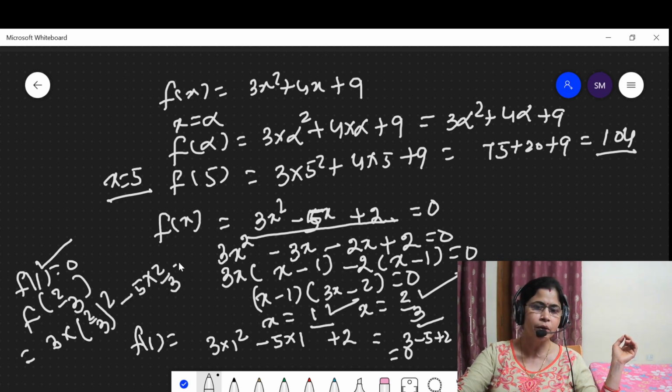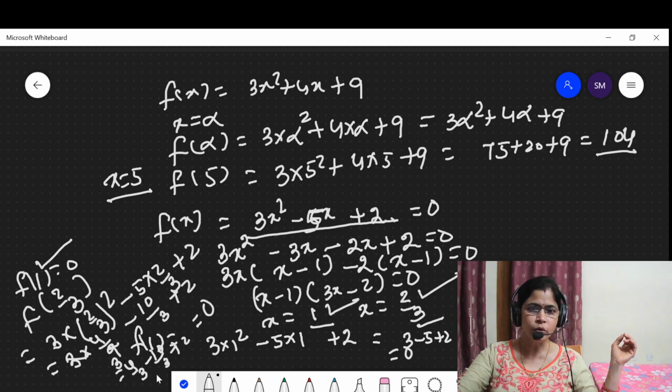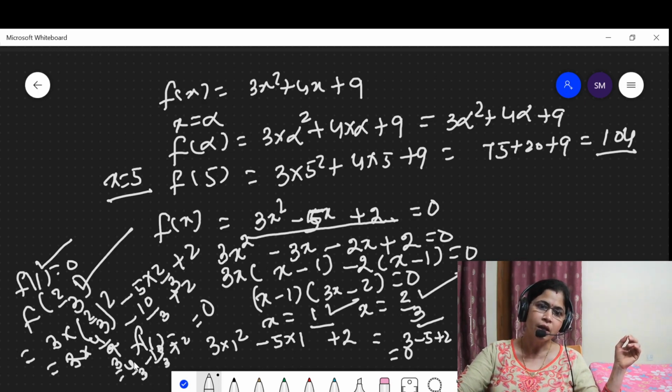This is 3 into 4 upon 9 minus 5 into 2 by 3 plus 2. Then here 3 cancels. This is equal to 4 by 3 minus 10 by 3 plus 2, which is equal to 0. This means f of 2 by 3 is equal to 0. Take the LCM 3. Then this is 4 minus 10 plus 6. 6 plus 4 is 10, 10 minus 10 is 0. This means f of 2 by 3 is 0, which means 2 by 3 is another zero of the polynomial.